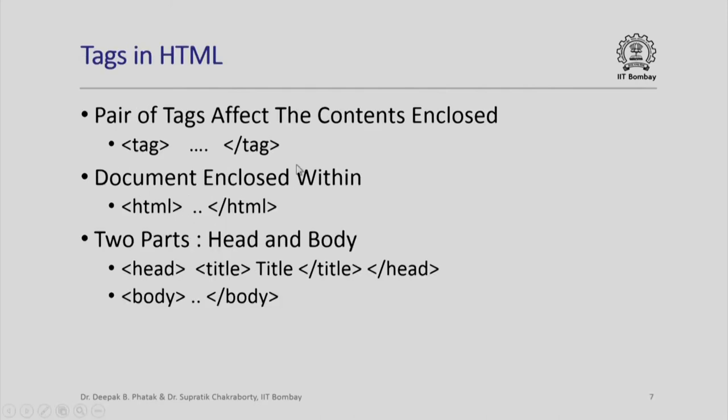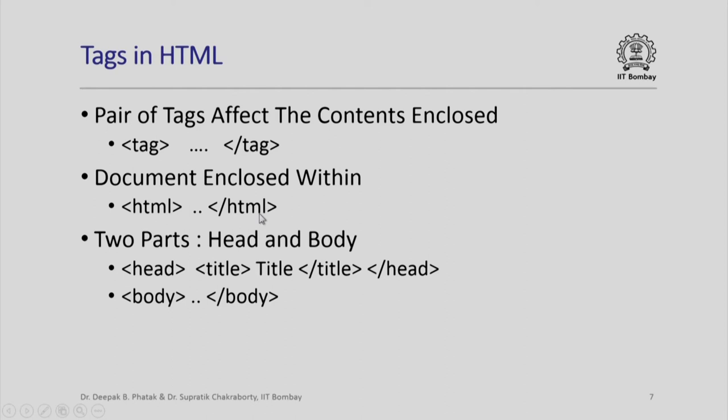A pair of tags affect the contents which are enclosed. So, if I write any text here, how that text will appear will be defined by this pair of tags. A tag enclosed in less than, greater than signs begins that particular effect, and a slash tag again enclosed in less than, greater than signs ends that effect. So, this is how any tag pair is written. The entire document is written enclosed within a special pair of tags called HTML, slash HTML.